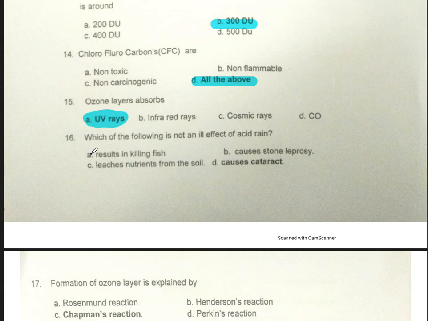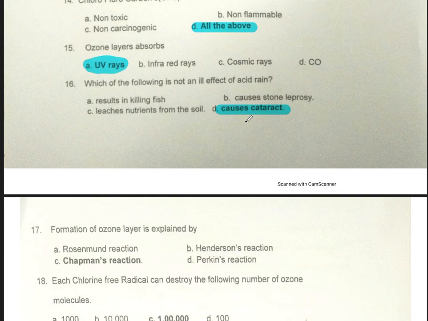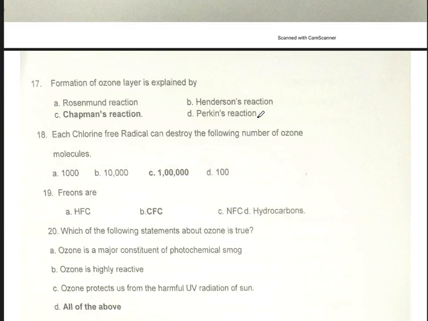Which of the following is not an ill effect of the acid rain? Causes cataract. Results in the killing of fish, leaches the nutrients, all of this happens. Cataract is not caused by acid rain, it is eye related.